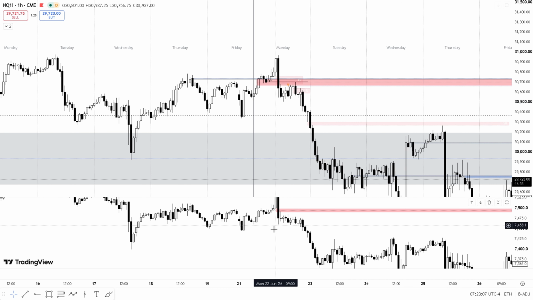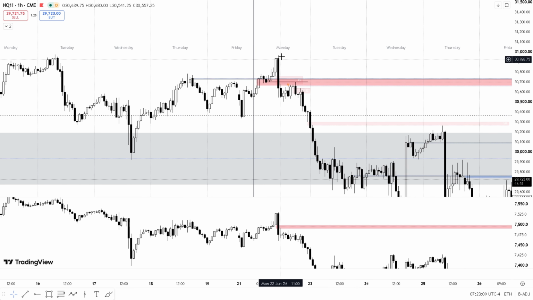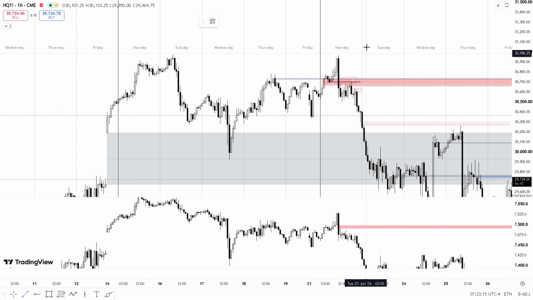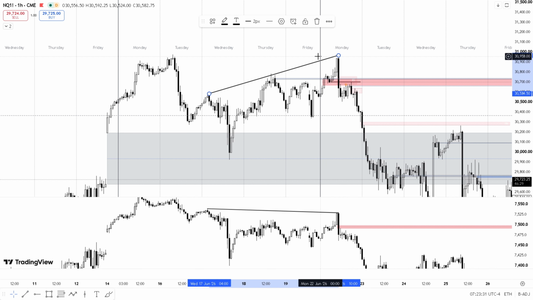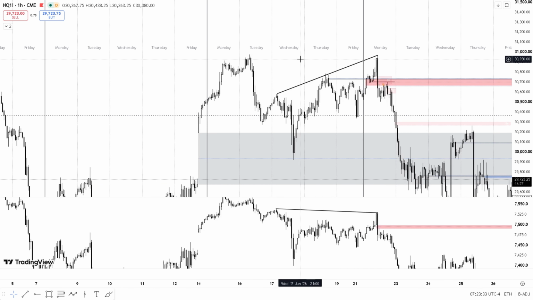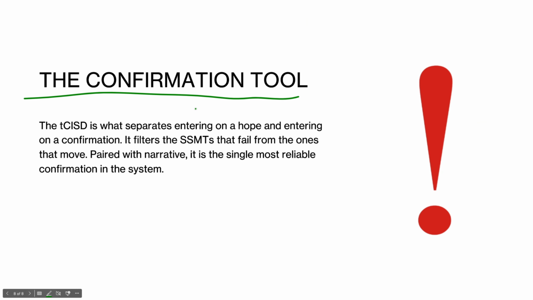Another thing, you might say, is there any SMT? No, we formed the same thing on the high. No, there is. If you pay attention to the weekly, this is Monday. This is last week. ES did not check out this high, made a lower high. However, Nasdaq did check out that high. Interesting, huh? The confirmation tool.